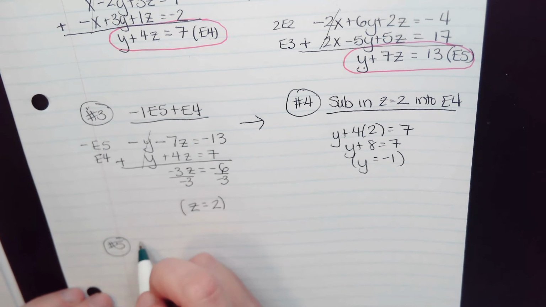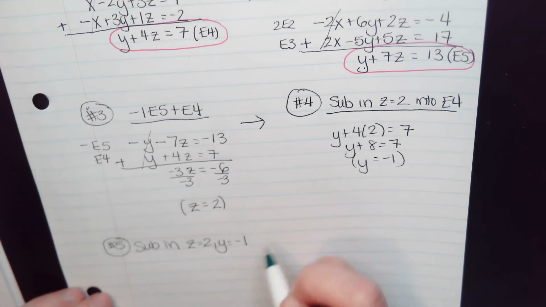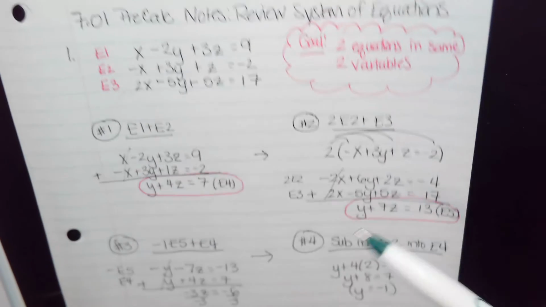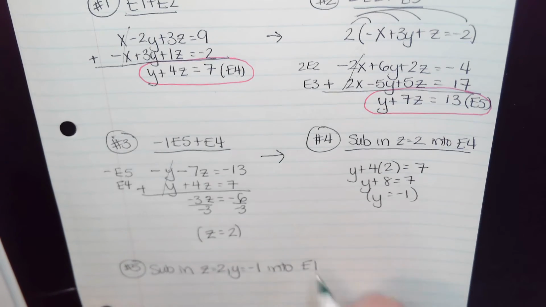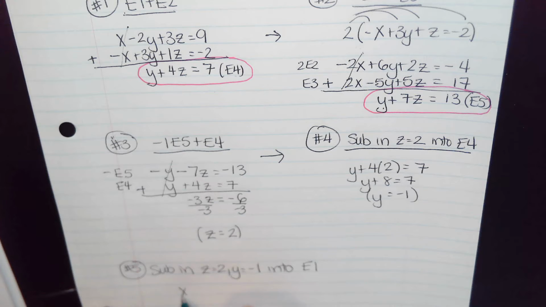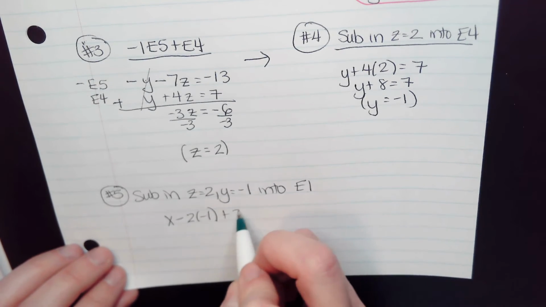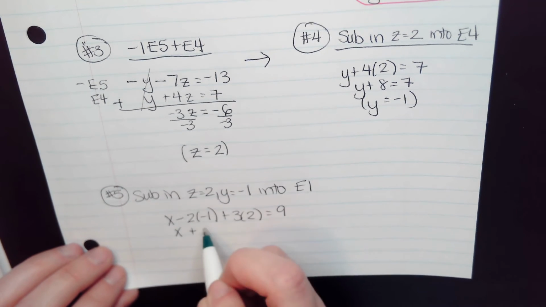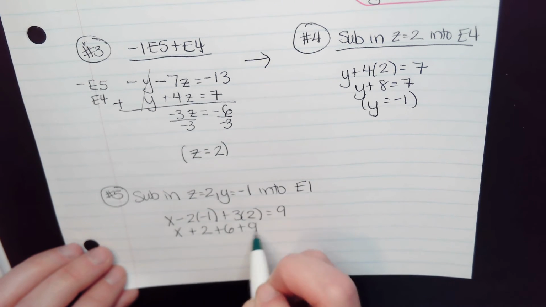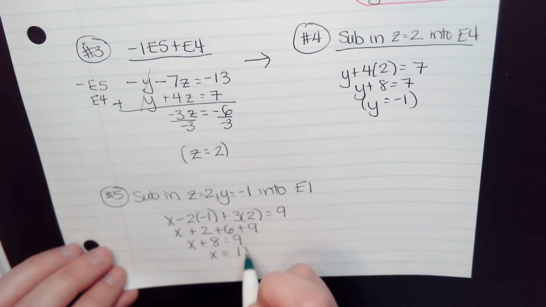So my last step now is to find x. So I'm going to sub in z equals 2 and y equals -1 into either equation 1, 2, or 3 because they all have 3 variables. I'm just going to choose equation 1 first. So I've got x minus 2 times -1 plus 3 times 2 equals 9. And then just simplify here. -2 times -1 is +2 plus 6. And I get x equals 1.